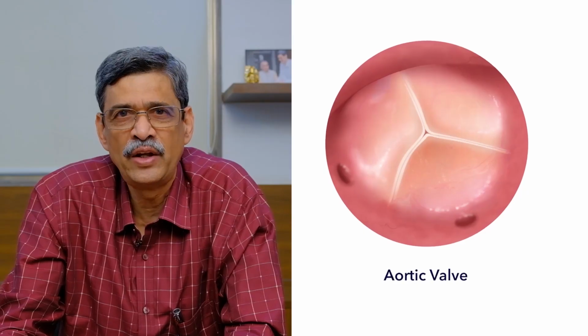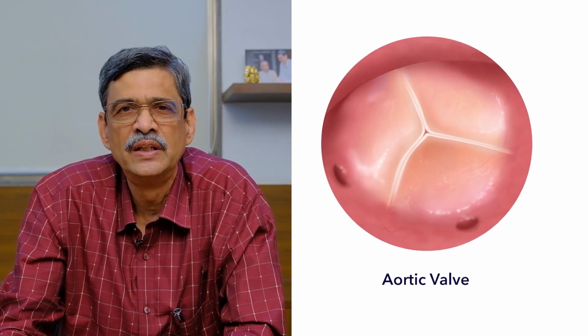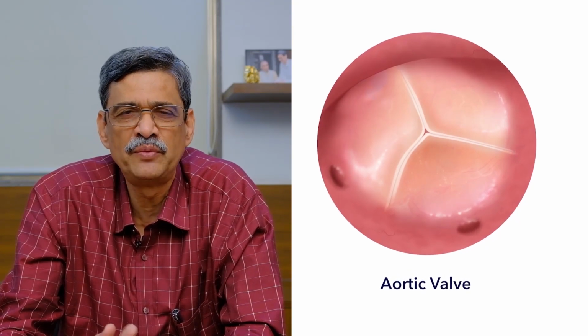and each one has a valve in between the upper and the lower chamber. But the valve which we are going to talk about today is another valve, which is called the aortic valve, which sits between the main pumping chamber of the heart, which is the left ventricle, and the aorta, which is the main artery into which the left ventricle pumps the pure blood, and then it goes to the body all over. The valve which sits between the left ventricle and the aorta is called the aortic valve.